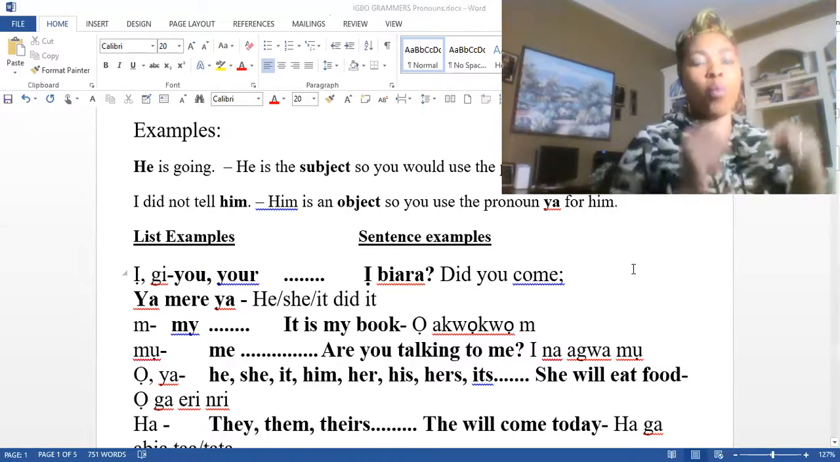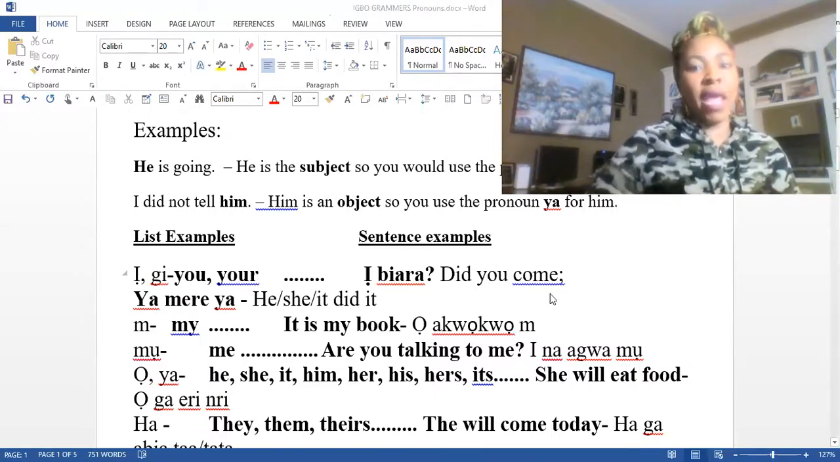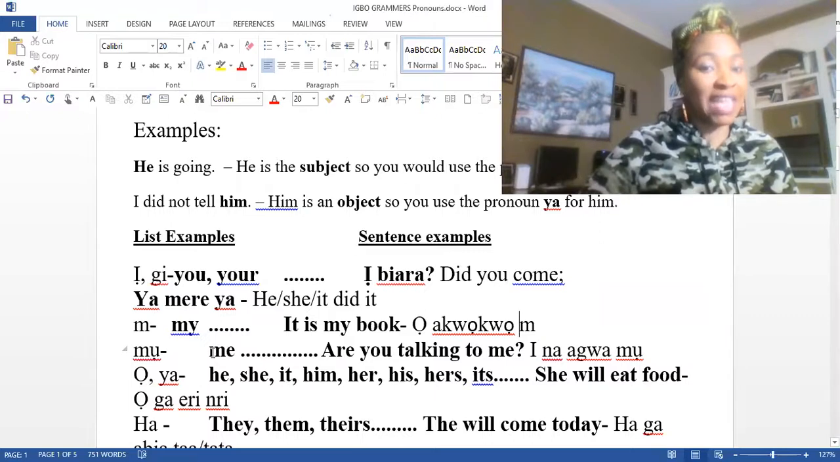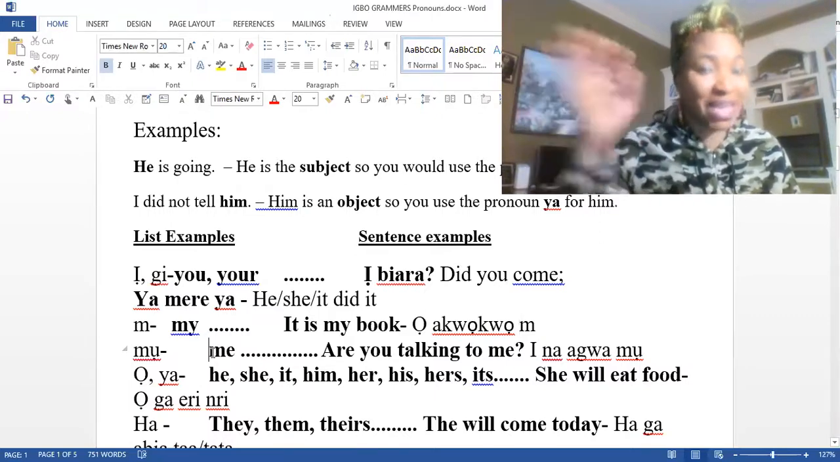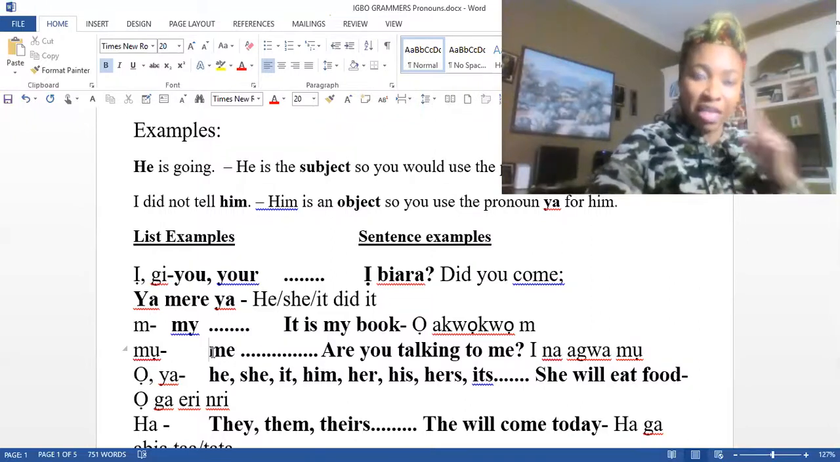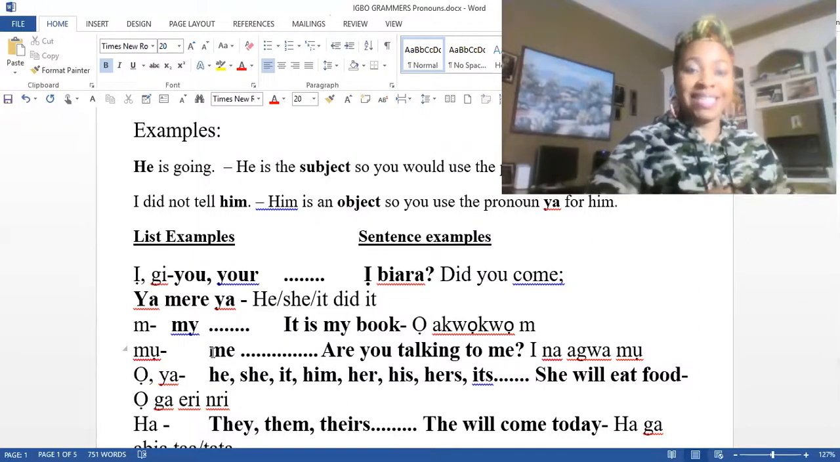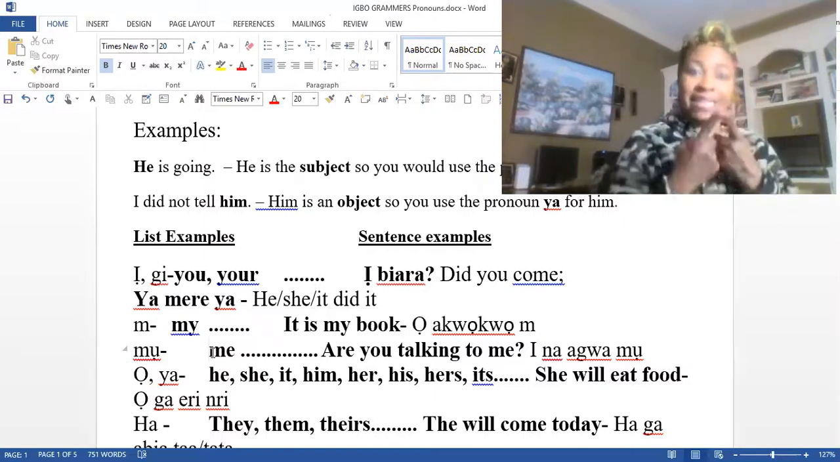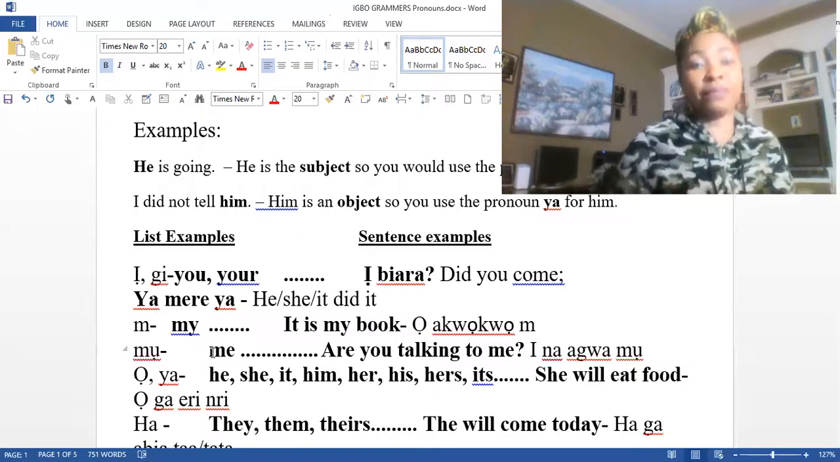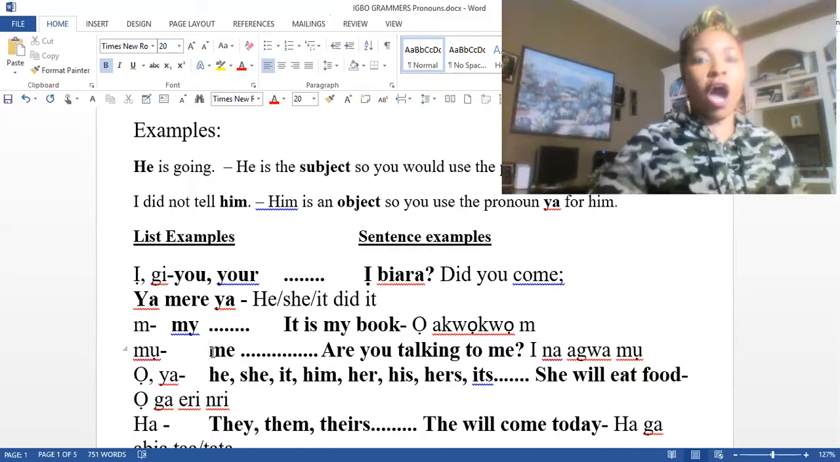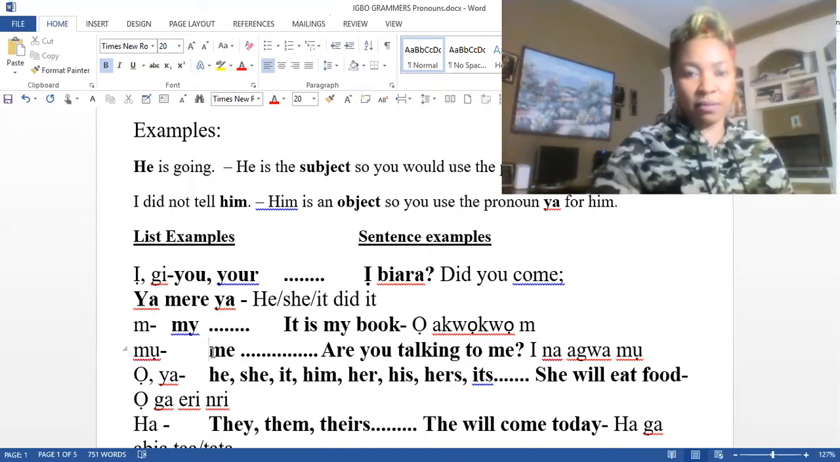Okay, so it is my book. Or akwụkwọ m. And when you say mu, I'm pronouncing it mu. That's not the way it's supposed to be pronounced. In Igbo, when we get to spelling and how to pronounce Igbo words, this mu is together. There are two letters, but two letters together, you cannot separate them. Mụ means me. It is me.